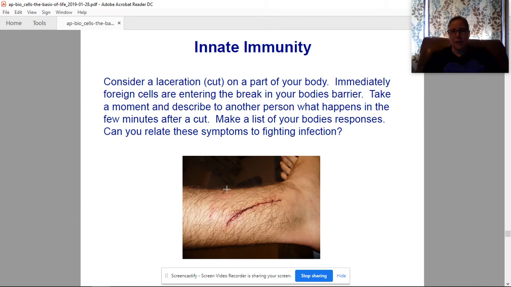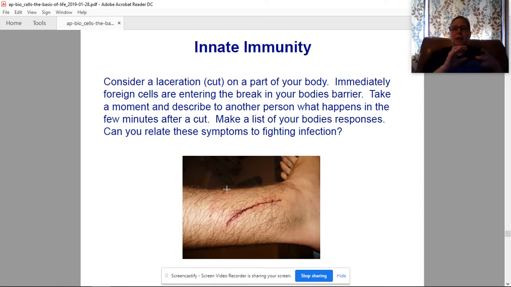So, say I have a cut. That first layer of innate immunity has been compromised. Then cells get inside that cut immediately, and the moment that happens, your body starts responding to it. It starts sending blood to the area, where it goes through the inflammatory response. You get a cut, it bleeds, so that blood is rushing to the area. The white blood cells, the antibodies, the plasma, the platelets, all that stuff gets there.